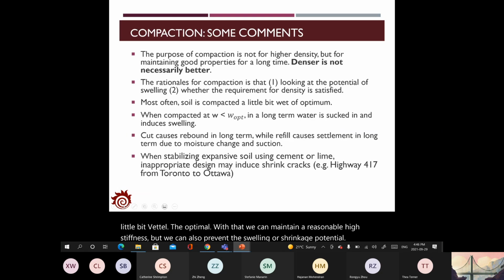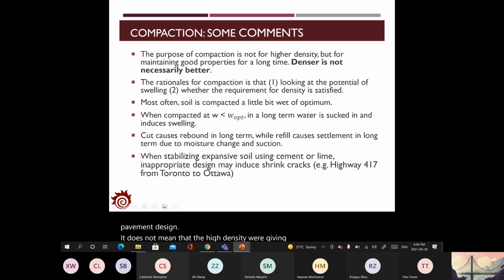So we also have some comments about the compaction. First of all, most people intuitively think that the purpose of the compaction is to make the density of the soil higher, but that's not true. Instead, the purpose of the compaction is to maintain a good physical property of the soil for a longer time. Higher density is not our purpose. In pavement design, it does not mean that higher density will give you a good feature.